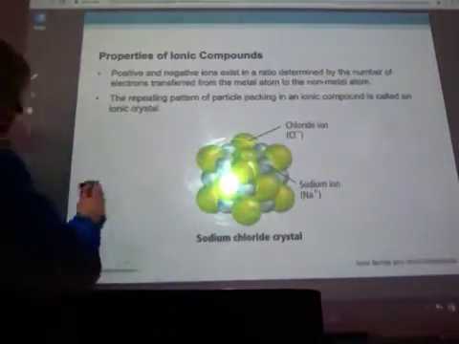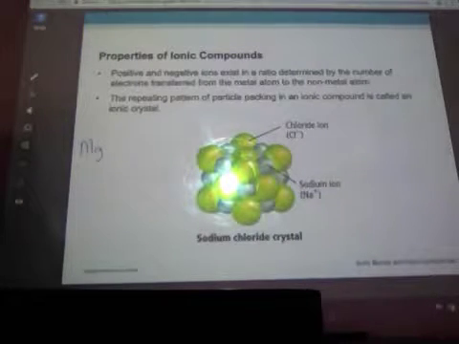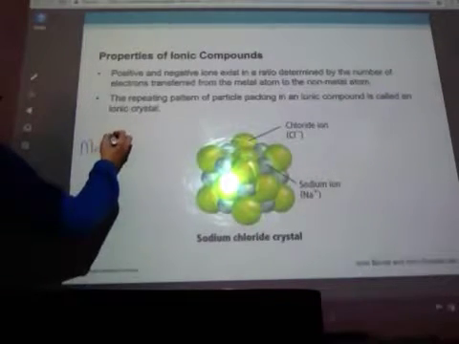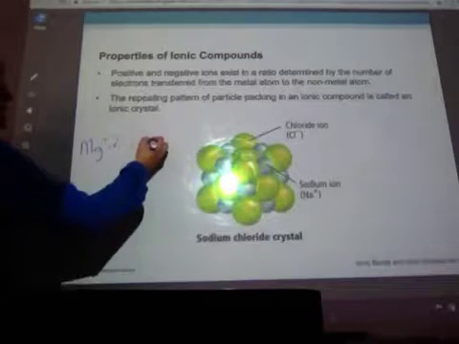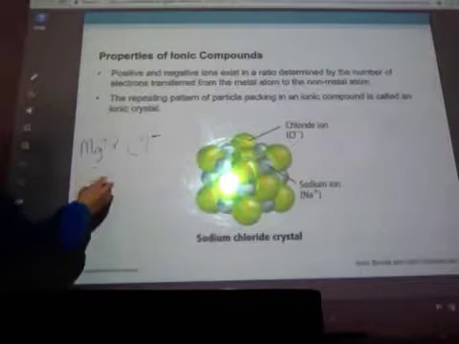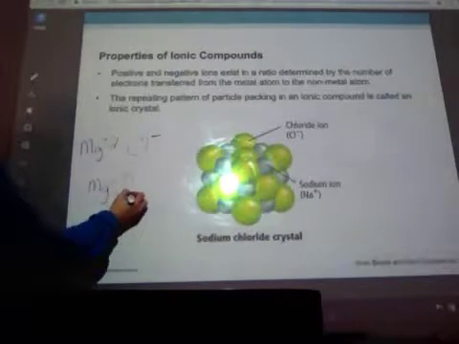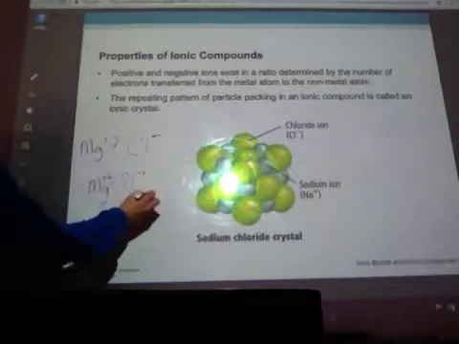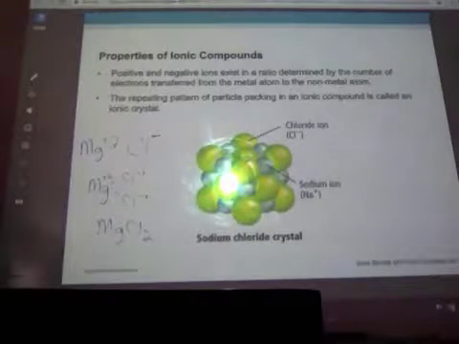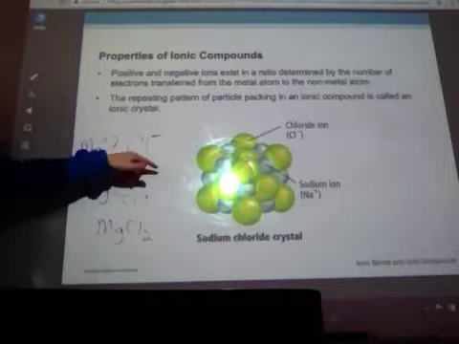So another example, what if I have magnesium? Look at your periodic table. How many electrons will it lose? 2. So that would give it a +2 charge. If I have chlorine again, it has a -1 charge. Magnesium is going to have to bond with how many chlorine? 2 to make it balanced. So +2, -1, -1. The formula for magnesium chloride is MgCl2. So that ratio is determined by how many electrons move, how many are transferred.